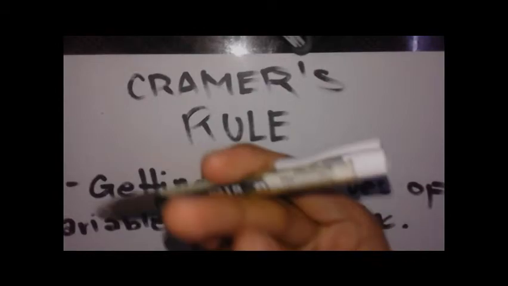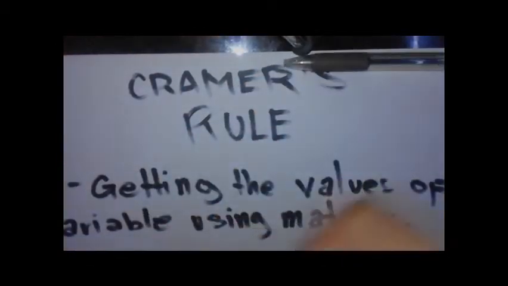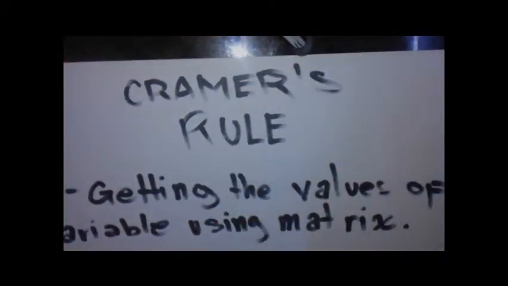And our topic for today is Cramer's rule. I'm Chad, by the way, again, discussing math. So, what's Cramer's rule? Getting the values of a variable using matrix. So how can we do that? I will give you an example right here.